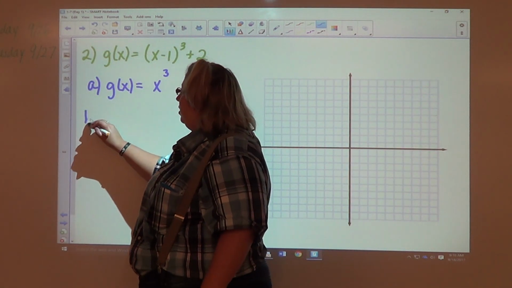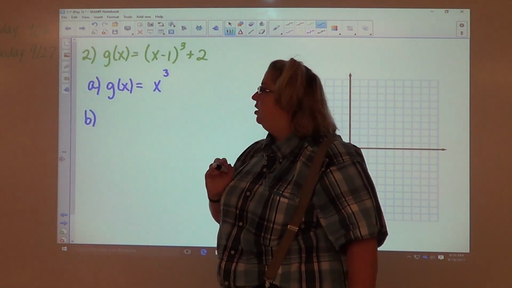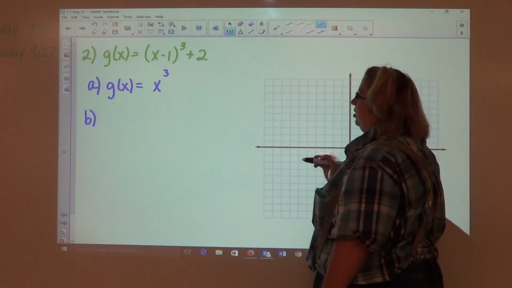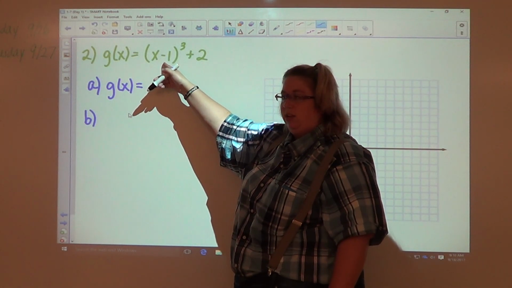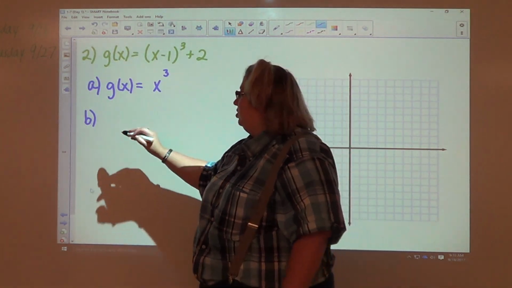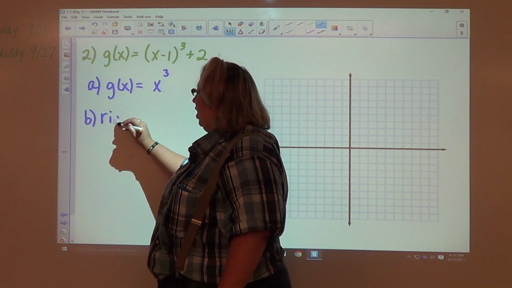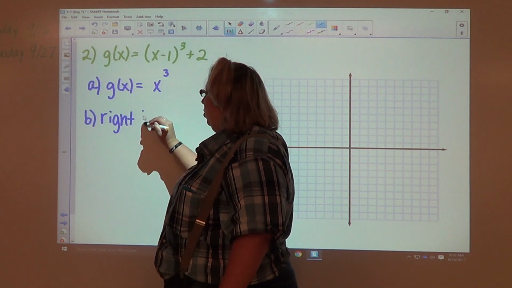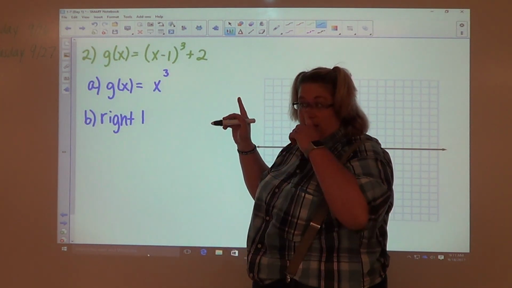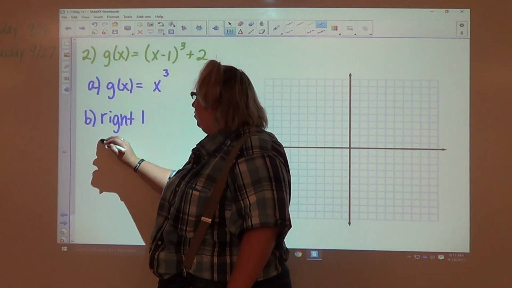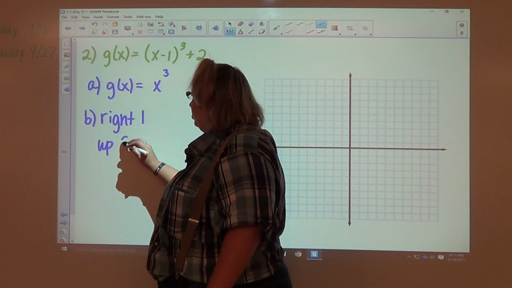Then part B, we're describing the transformations. So I'm subtracting 1 on the inside. So if you go look at your transformation rules, that means we're going to move right 1. Adding 2 on the outside means we're going to go up 2.